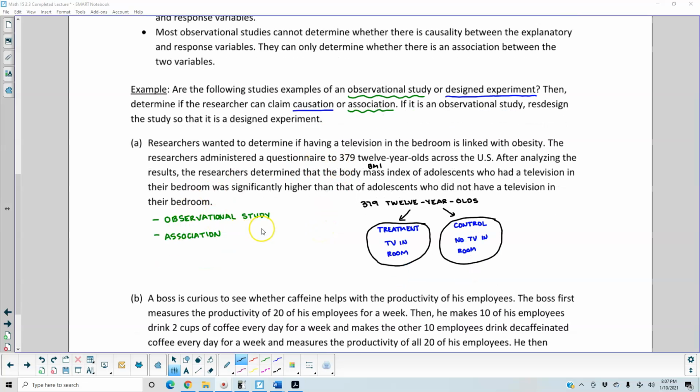So this is an observational study, and therefore it's an association. For the 379 12-year-olds, the treatment was having the TV in the room. The control group would be no TV in the room.